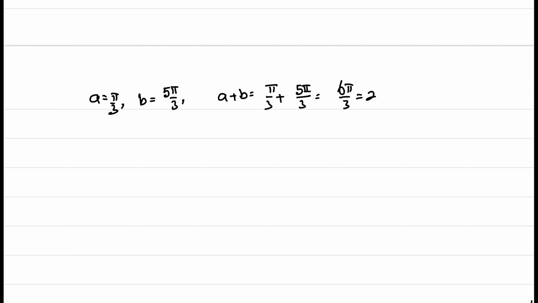Then we have got the value a is equal to pi by 3, b is equal to 5 pi by 3. Then what is the value of a plus b? A plus b is equal to pi by 3 plus 5 pi by 3 is equal to 6 pi by 3, that is equal to 2 pi. That means a plus b is equal to 2 pi. The answer is either way, a plus b is equal to 2 pi. That is the final answer.